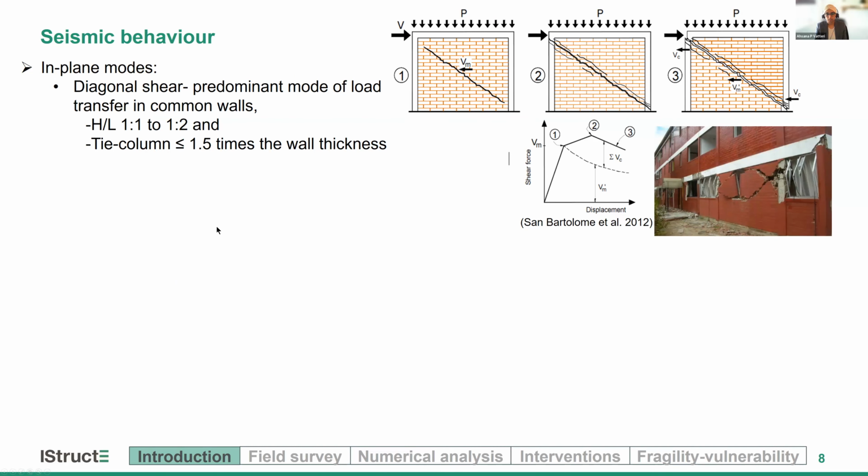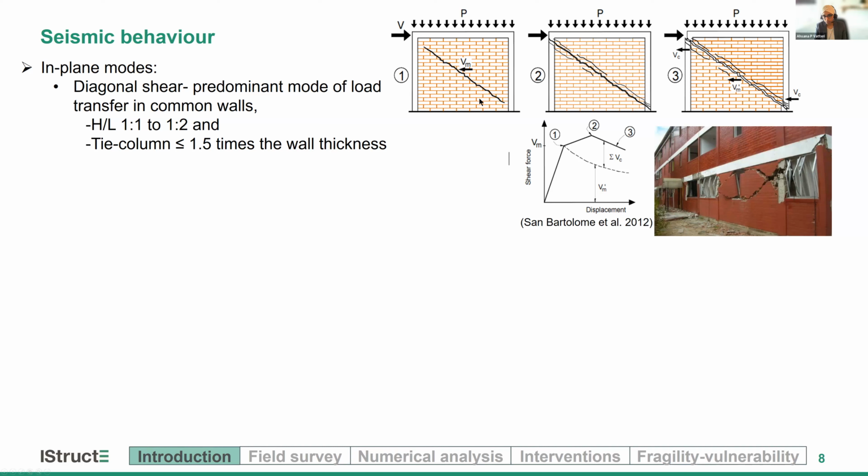Before we get into the case study and the details of specific buildings, it's just a recap of how they behave under seismic action. And as we see here, most well proportioned walls, that is having an aspect ratio between 1 to 1 and 1 to 2, behave with predominantly in-plane shear dominant behavior. And this is the most favorable and strongest failure mode of this typology.